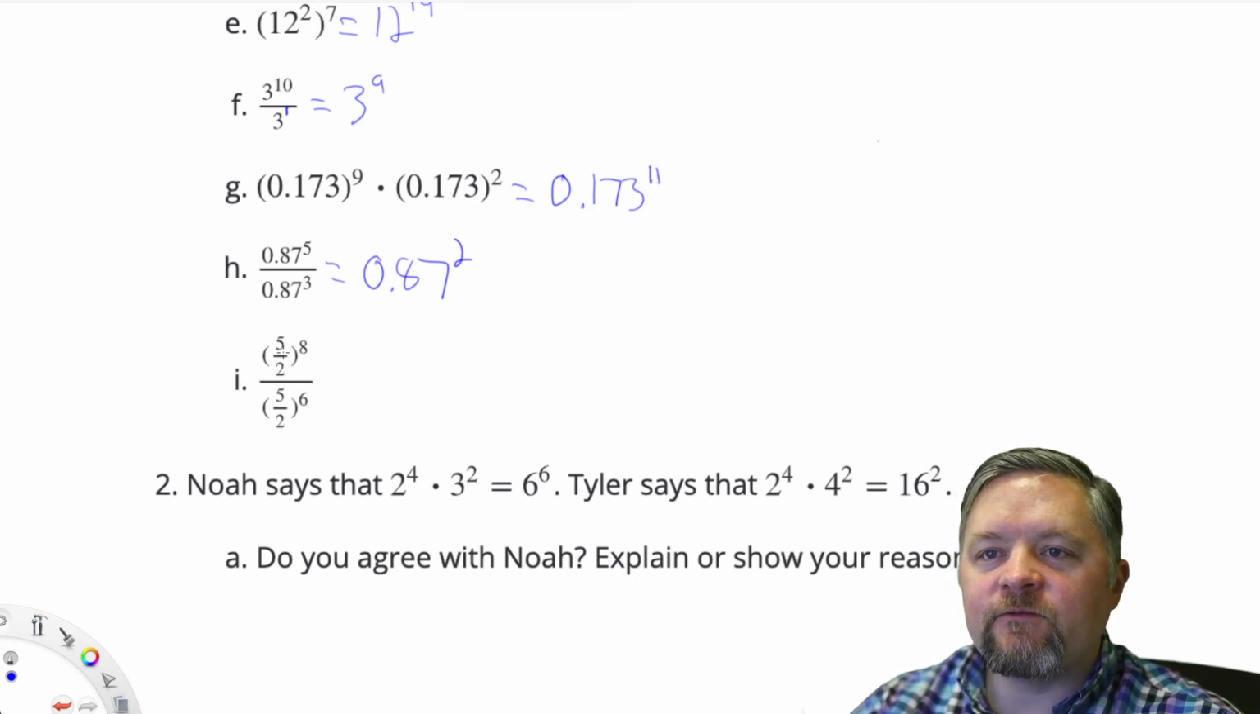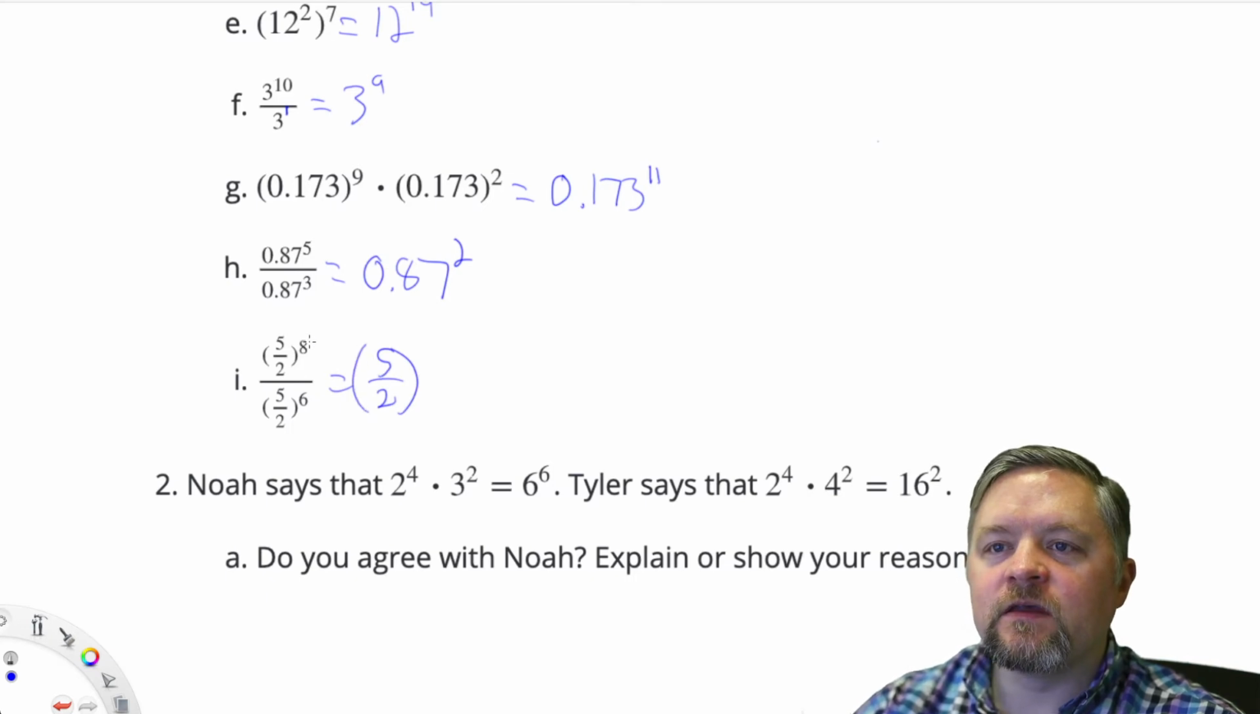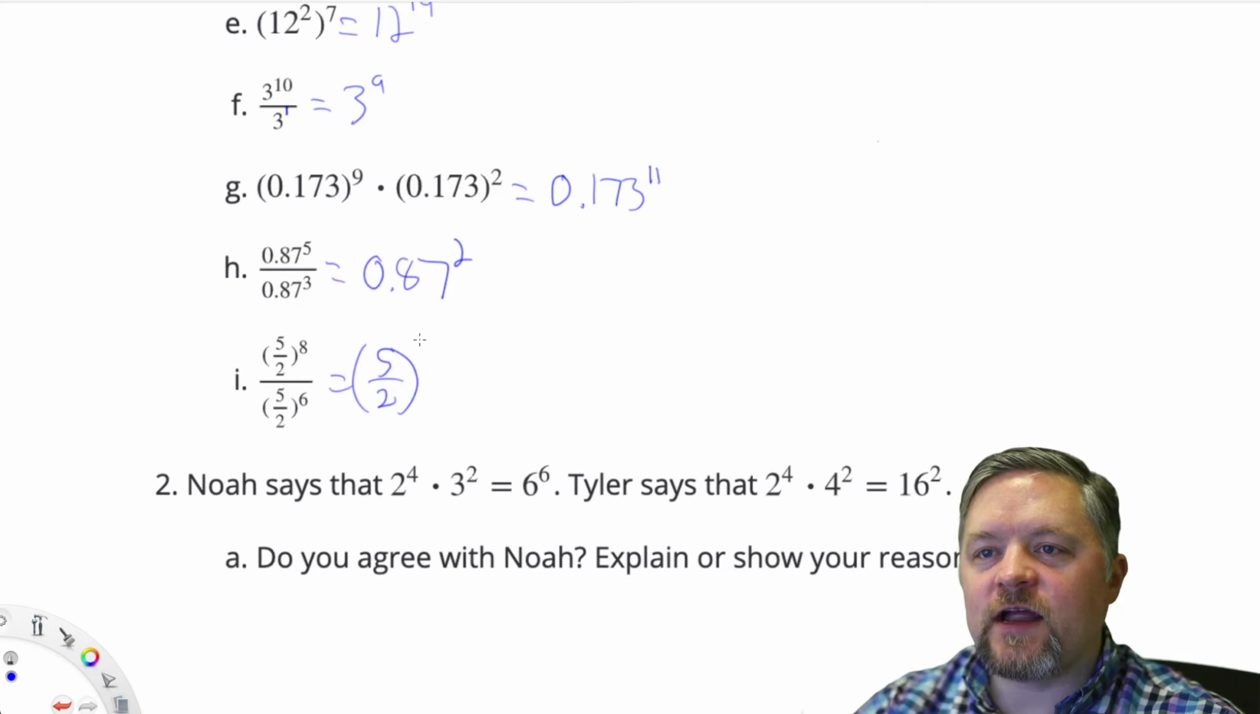Okay, we have 5 halves to the power of 8 divided by 5 halves to the power of 6. Which will be 5 halves, and dividing, so we subtract. 8 subtract 6 is 2.